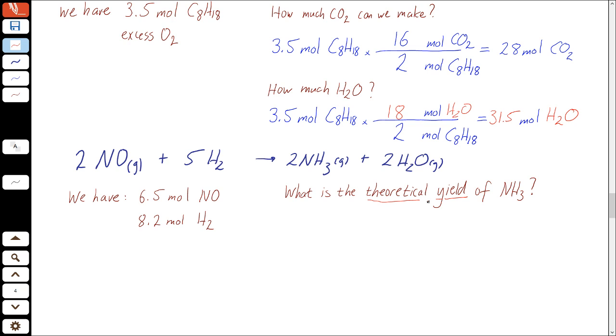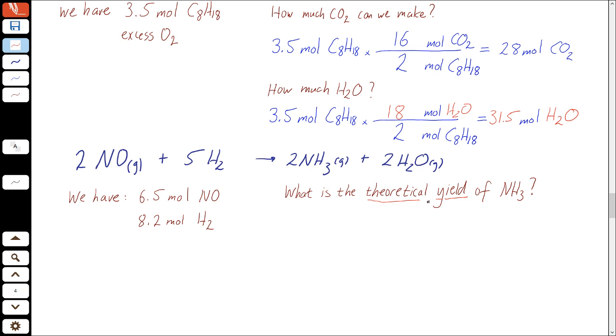The reason it's theoretical is because chemistry doesn't work like that. You can never actually make perfectly 100% of what you expect to make. There's always stuff that's going on. There's equilibrium concerns where the reaction goes a little bit backwards. There's things happening in solution. Sometimes reactions just aren't efficient and they don't work right.